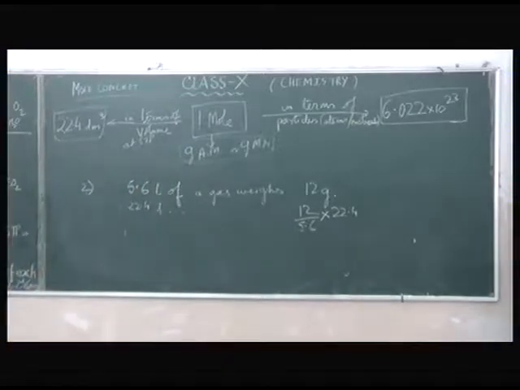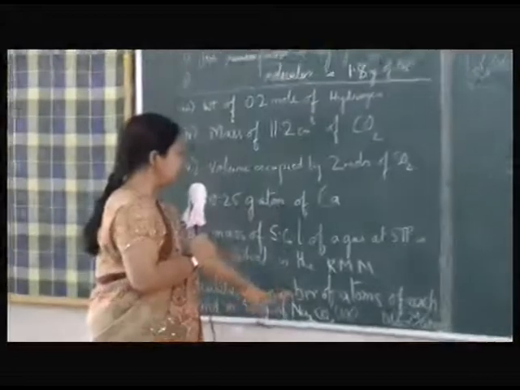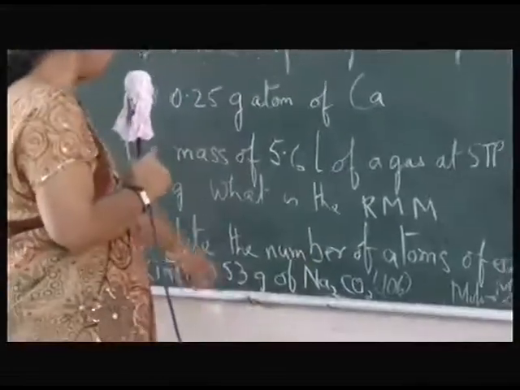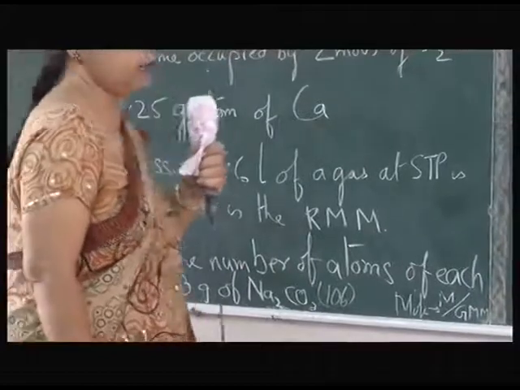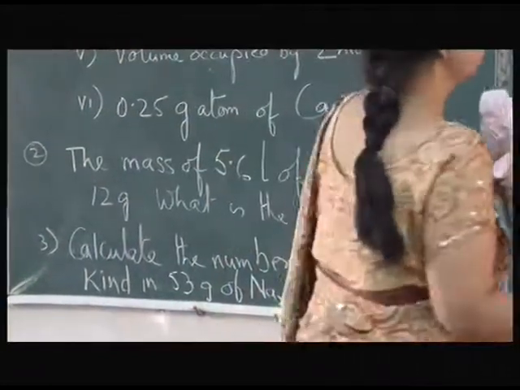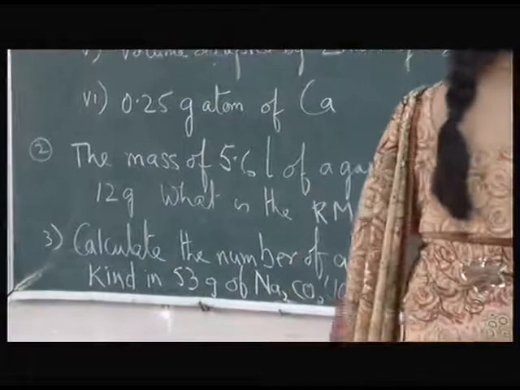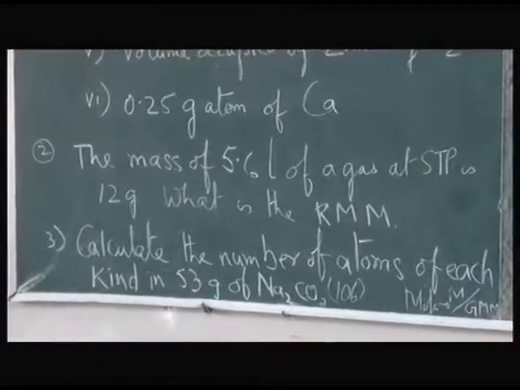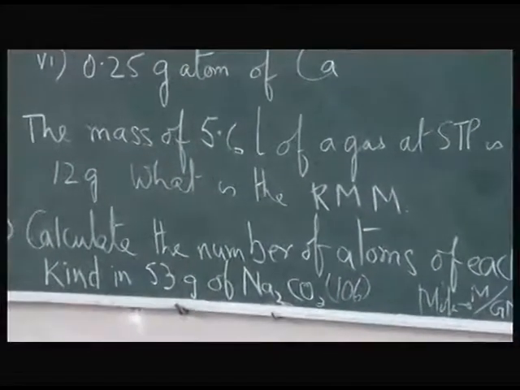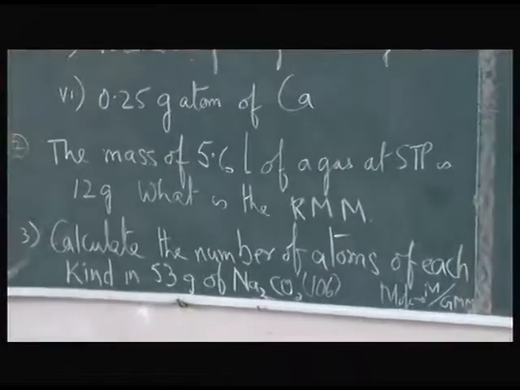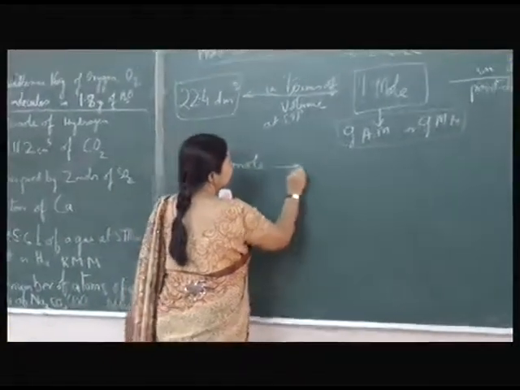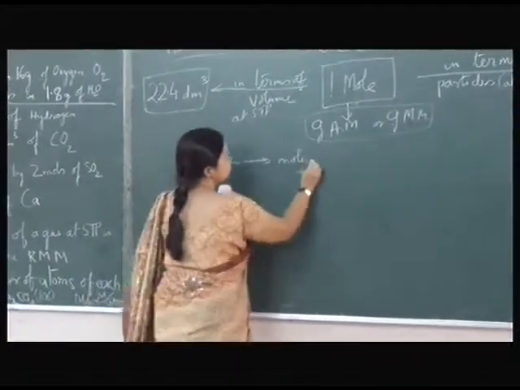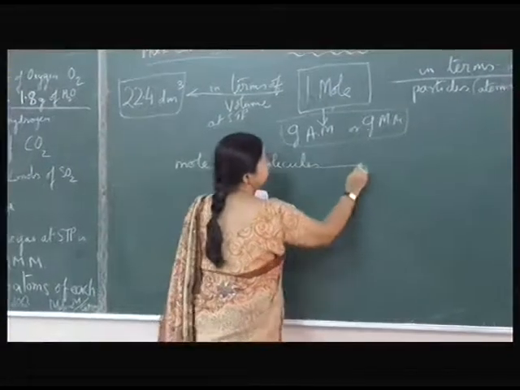this gas. Now the next is calculate the number of atoms of each kind in 53 grams of sodium carbonate. This is a little different. In this, you have to go in steps. First, you have to find the moles, then convert it to molecules, then convert it to atoms.